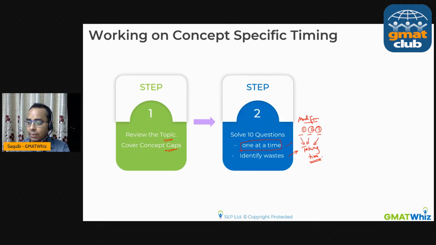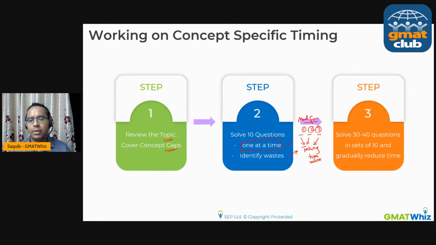Why are you still taking time, what are you not being able to identify, and then work on that actively, or make a note of it, and revise it continuously so that you don't make that mistake. And the third step, obviously, is that you can start solving questions in sets. This is where you time yourself, and you slowly and steadily, gradually reduce your time.